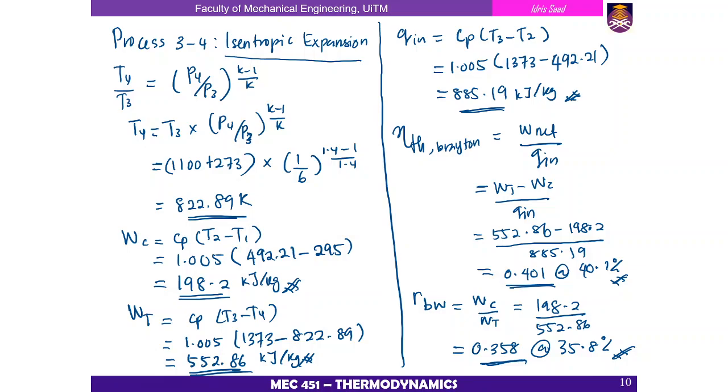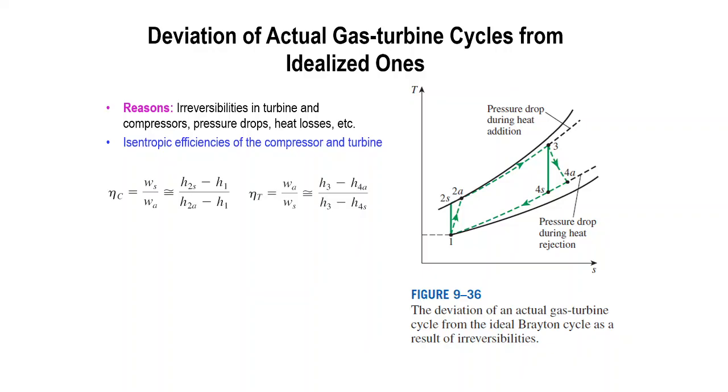All right, so the deviation of actual gas turbines from the idealized one. Because of irreversibility in the turbine and compressor, pressure drop, heat loss, etc., we have isentropic efficiencies. This means the efficiencies will deviate from the ideal because of many factors, so basically we need to know the isentropic efficiencies.